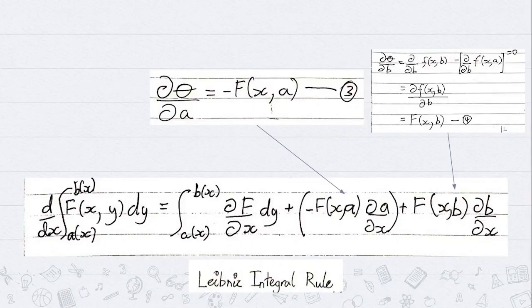Finally, subbing in the rest of the equation gets us d/dx of the integral between b(x) and a(x) of f(x,y) dy equals the integral between b(x) and a(x) of partial f over partial x dy, plus equation 3 times partial a over partial x, plus equation 4 times partial b over partial x. This is the Leibniz integral rule.